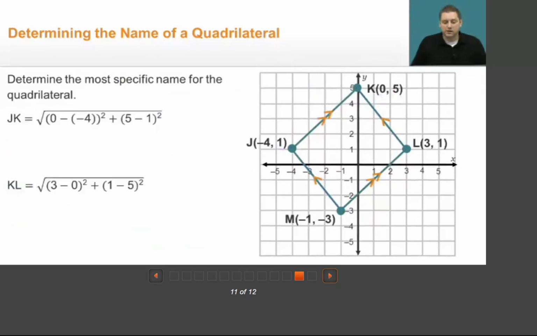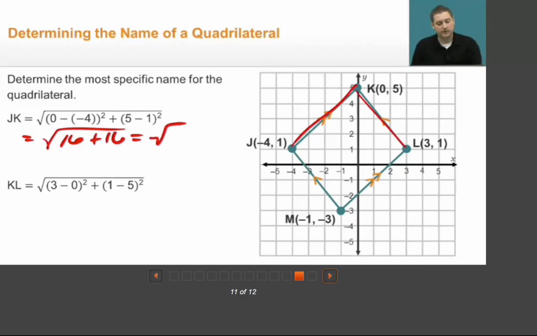Now, because it's a parallelogram, I already know that opposite sides are congruent. So let's go ahead and check KL and JK. If those sides are the same length, I will have in fact determined that yes, it is a rhombus. So my values have already been plugged into my distance formula. Let's just simplify. 0 minus a negative 4 is a positive 4. And when I square it, I get a positive 16. If I take 5 minus 1 and I square it, I'm going to get 4 squared, which is 16. So I get the square root of 32.